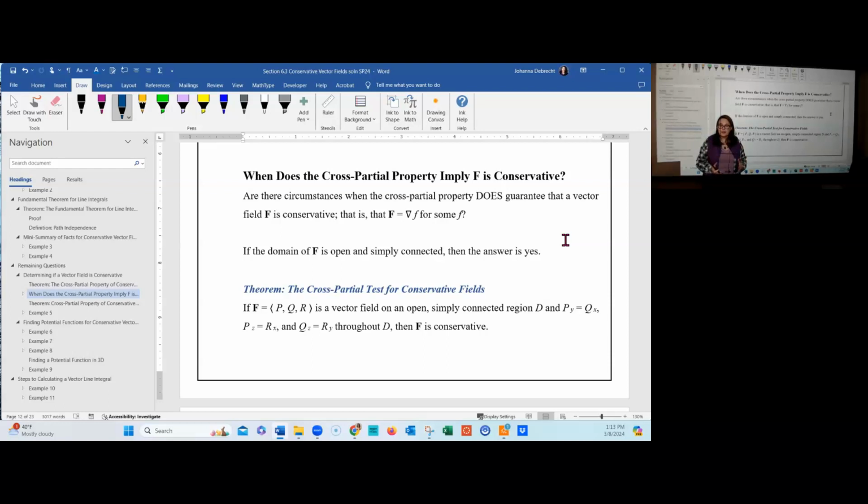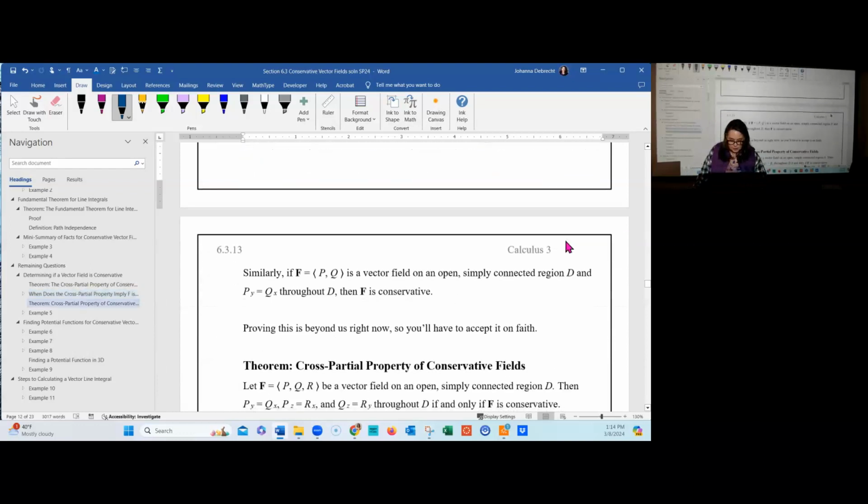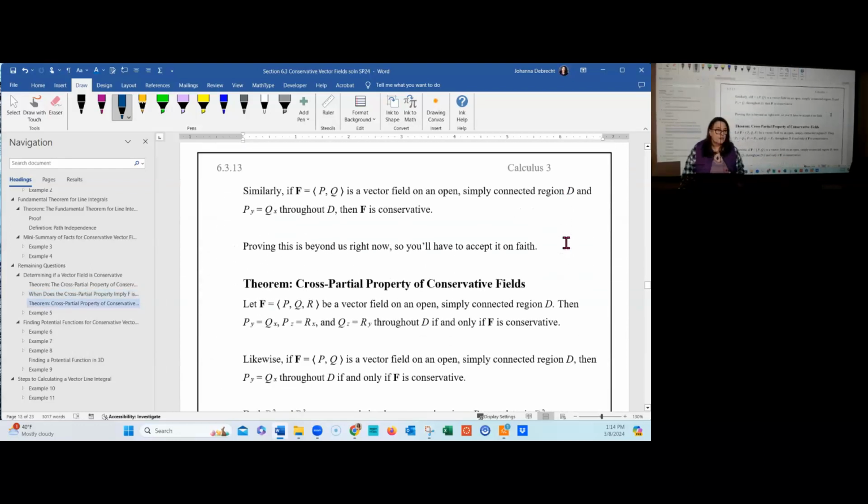This gives us another summary fact to add to our list of summary facts about conservative fields. Here's the theorem statement. If the vector field F equal to P, Q, R is a vector field on an open, simply connected region D, and it exhibits the cross-partial property throughout that domain, then it is a conservative vector field. We have the same theorem, of course, in 2 dimensions as well. If the vector field F is equal to P, Q on an open, simply connected domain, and we have the cross-partial property, then we know that it's conservative.